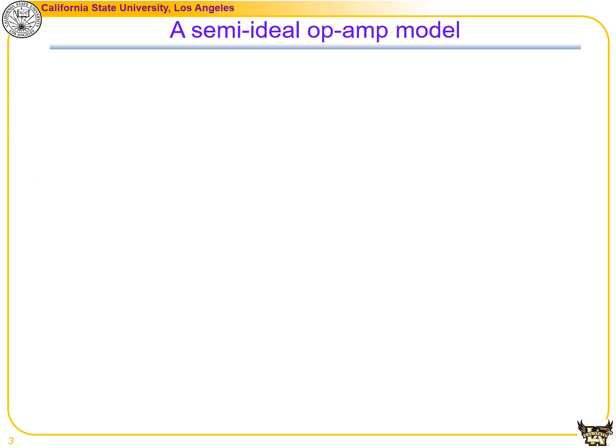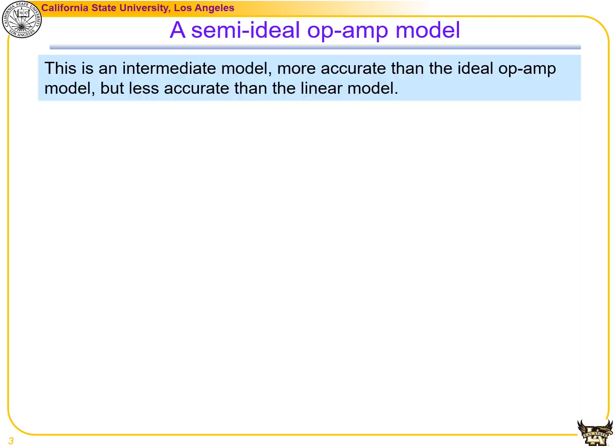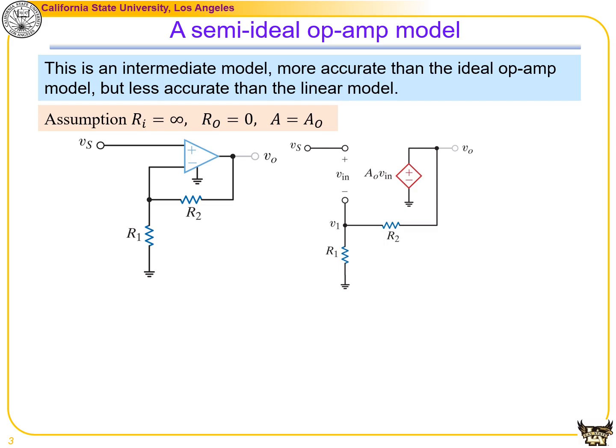Let's first look at a semi-ideal op-amp model. A semi-ideal op-amp model is an intermediate model which is more accurate than the ideal op-amp model, but less than the linear model. The semi-ideal op-amp model assumes Ri is equal to infinity, Ro is equal to 0, and A is equal to A naught. Here is the circuit representation.